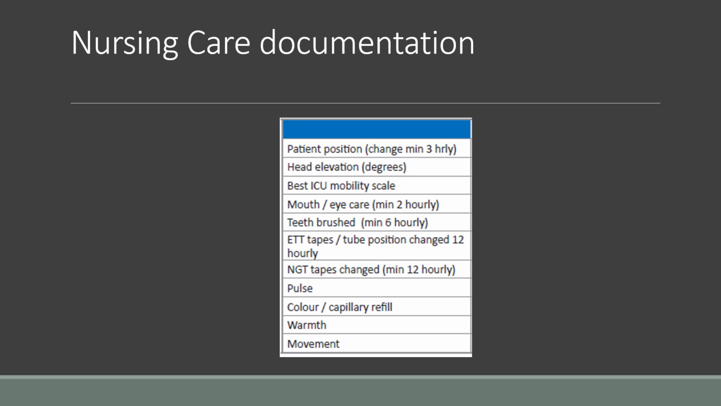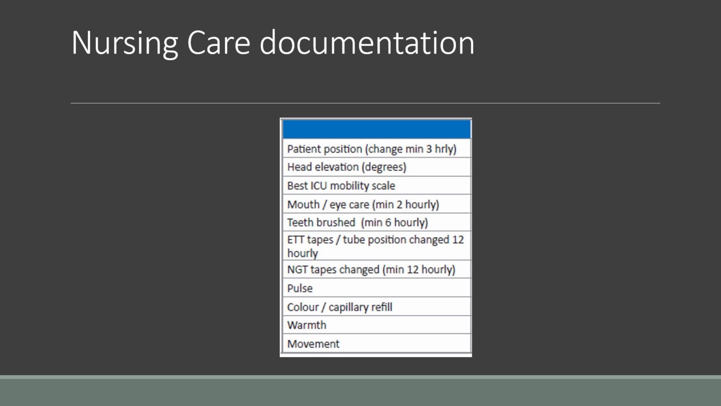Mouth and eye care we do every 2 hours, and our mouth care is using filtered water and mouth swabs, but also we are very diligent in brushing our patients' teeth, a minimum of 6 hourly. And the reason for that is that we know that brushing patients' teeth, one, stops dental caries, and two, it actually prevents ventilator-associated pneumonia. So mouth care, incredibly important in critically ill patients.